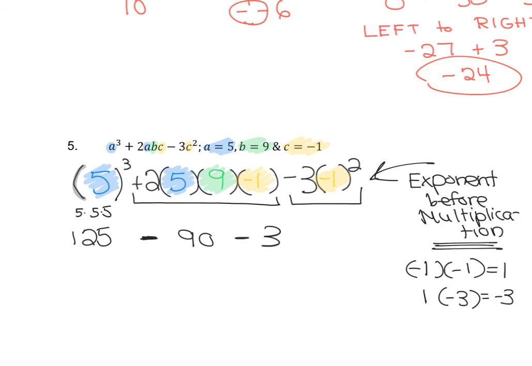So it's going to be 125 minus 90 minus 3. And again, we're working left to right. If you're putting it in your calculator, that's okay. Put it in just like you see it. So 125 minus 90 gives you 35 minus 3, which is 32.